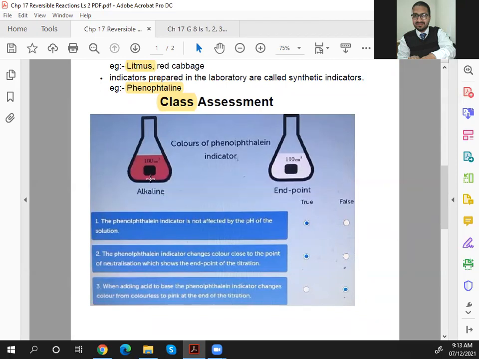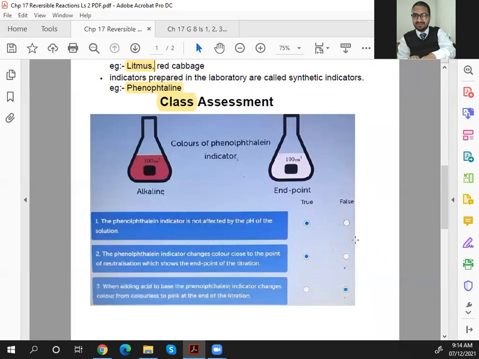The reason for this conversion of its color, let's see a simple assessment related to indicators, and we will understand more about this. Phenolphthalein indicator is not affected by the pH of the solution. Keep it in your mind, and this statement is true. Second, the phenolphthalein indicator changes color close to the end point or point of neutralization, which shows the end point of the titration.